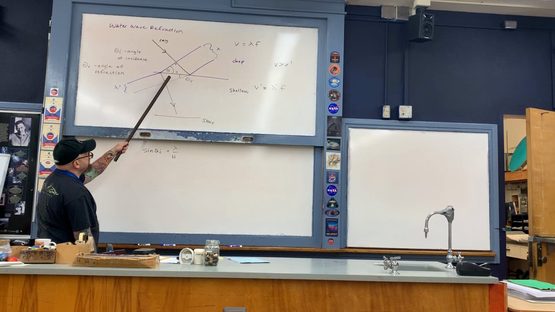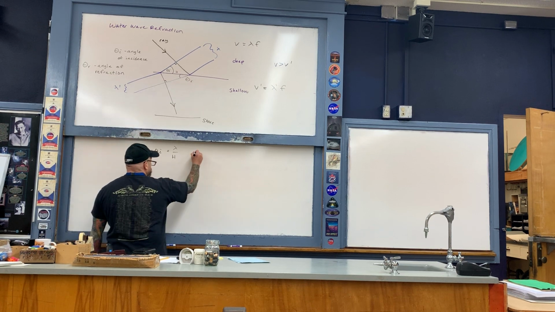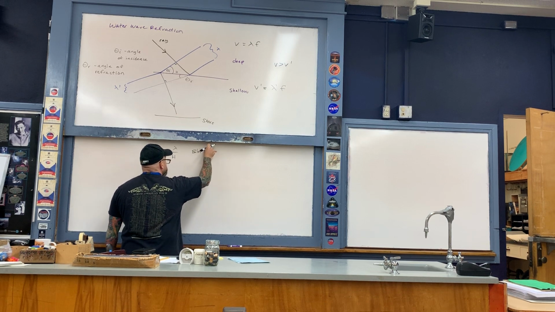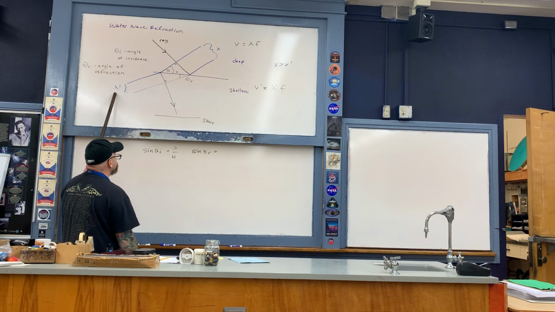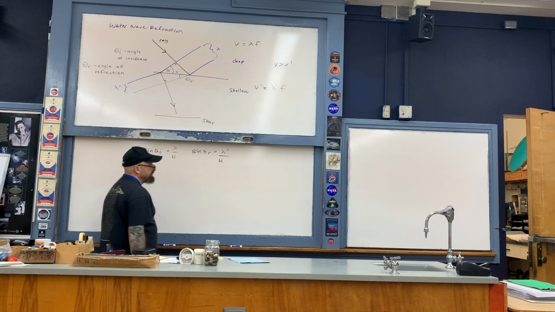Okay, now take a look at the bottom triangle right here, and now I'm going to write down the sine of the refracted angle. Okay, the sine of the refracted angle is equal to the opposite side of that bottom triangle. That's this side right here, which is the wavelength lambda prime, but then divided by the same hypotenuse h.